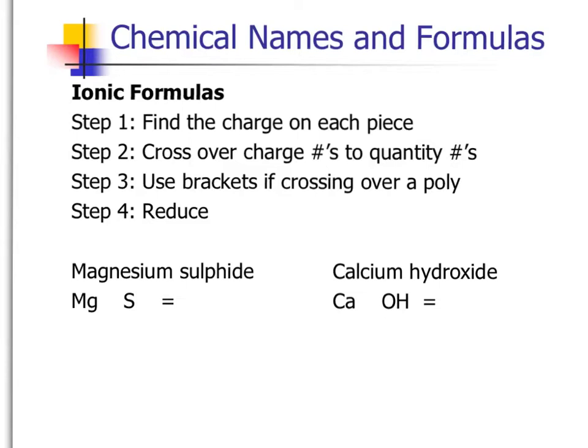When writing formulas for ionic compounds, you have to use the crisscross or the crossover method. There are 4 steps. First, find the charge on each piece of your formula by looking at the periodic table. Then take those charge numbers and cross them over into quantity numbers. If you're crossing a number over a polyatomic ion, you have to put the poly in brackets. And finally, look at your formula and reduce it into lowest terms if possible.